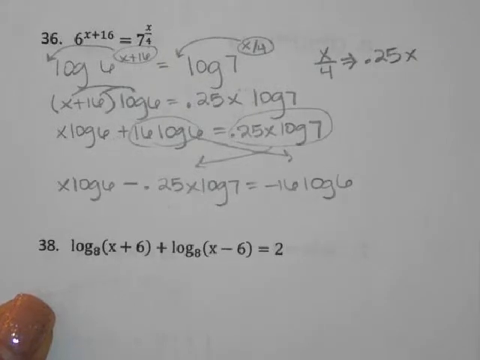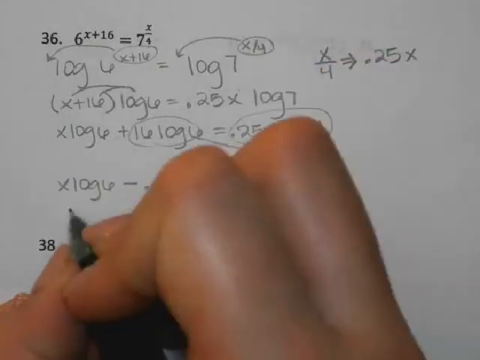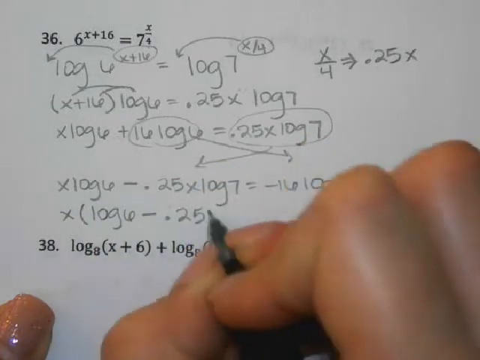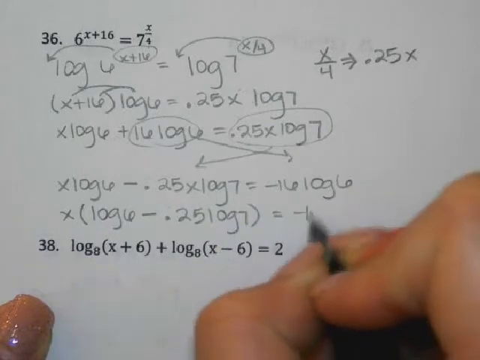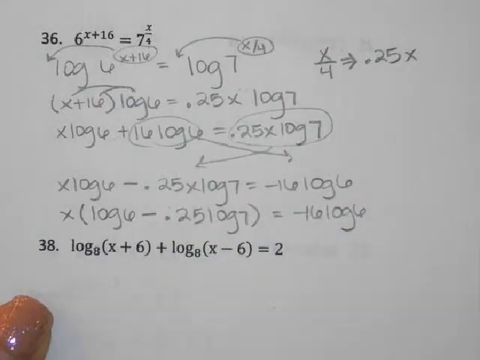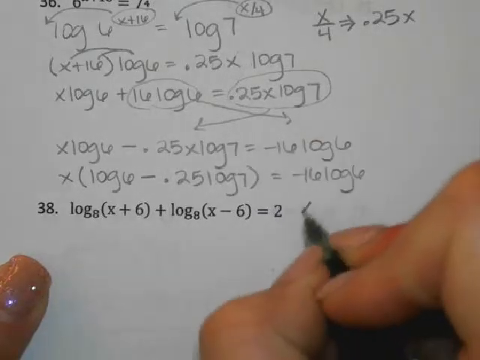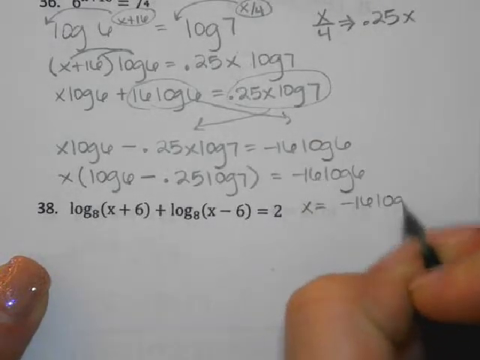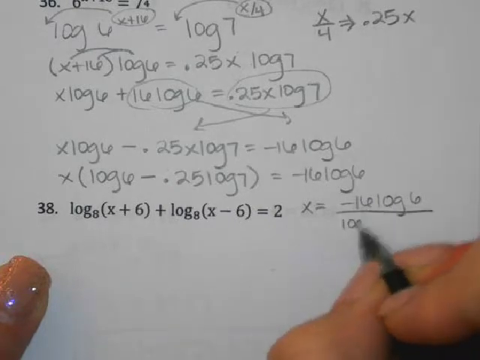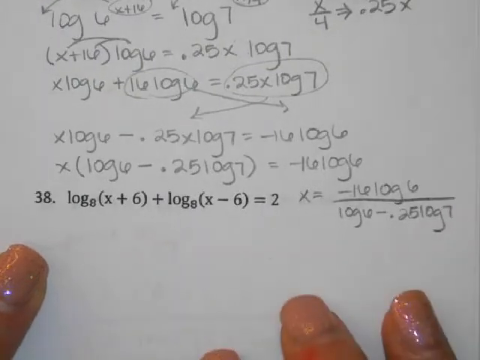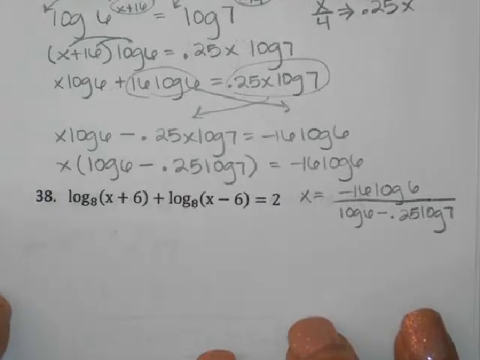Okay. What do I do next? Take out the x. So I've got log 6 minus 0.25 log 7. Divide the whole parenthesis. Okay, so x equals negative 16 log 6 divided by log 6 minus 0.25 log 7. And that is ready to plug into a calculator.